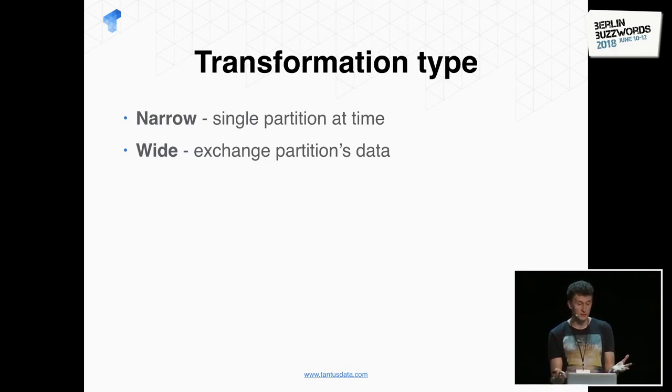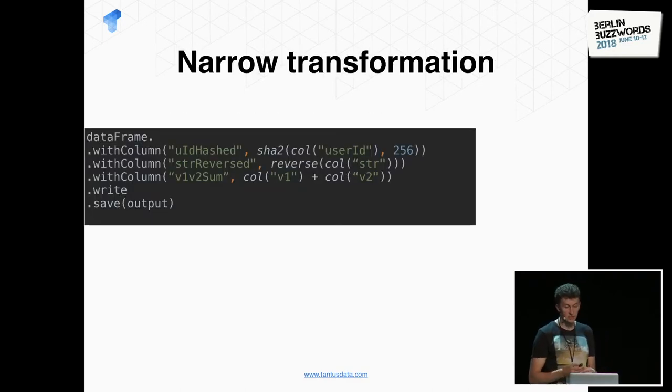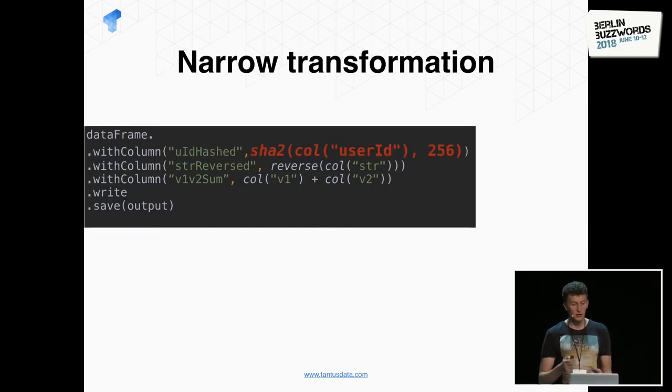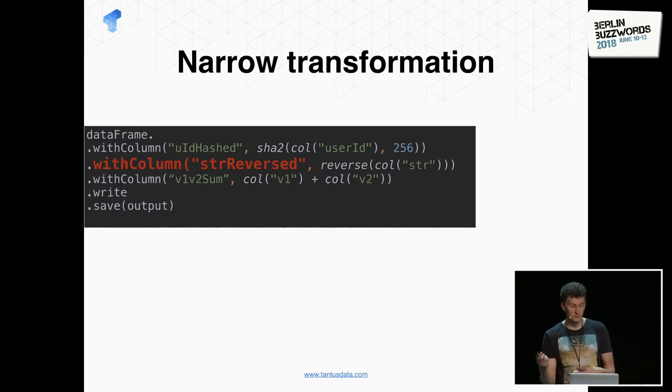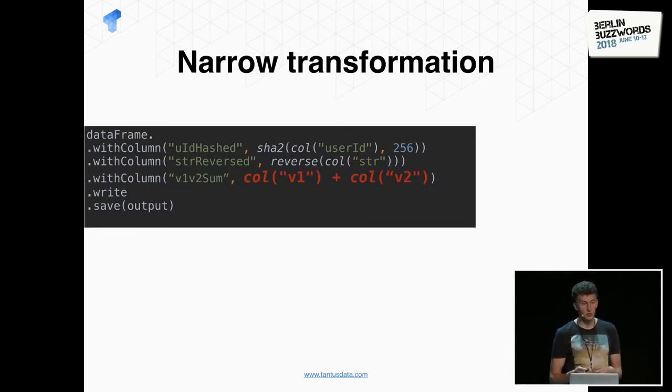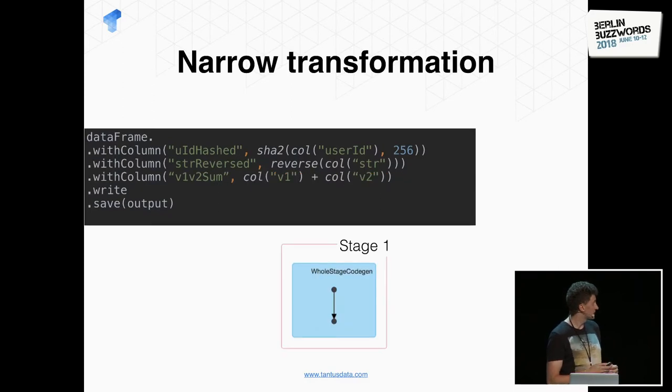It does narrow transformations, which work on a single partition at a time, so the simplest operation ever, and it does wide transformations, where it has to exchange the data over the network, between multiple partitions. So just a very quick example, let's say you want to calculate the hash of a user ID, then reverse a column string and maybe sum up two different columns. And you will end up with such an execution plan.